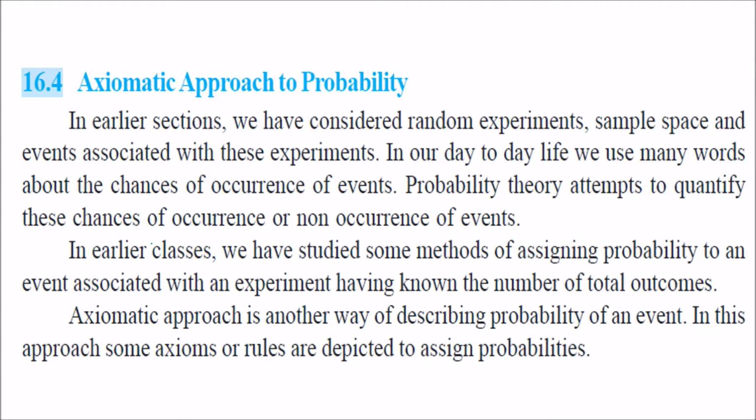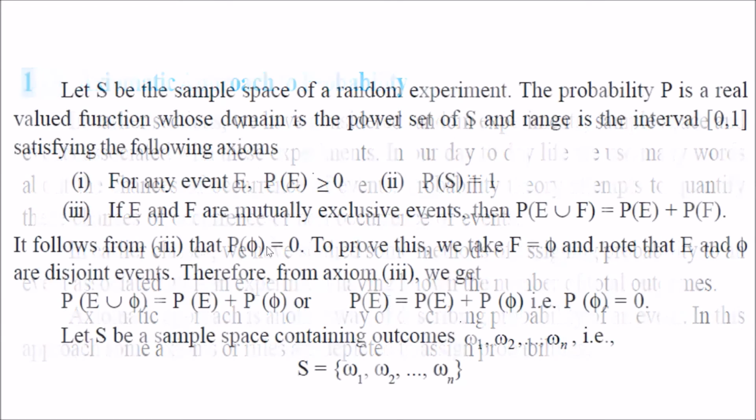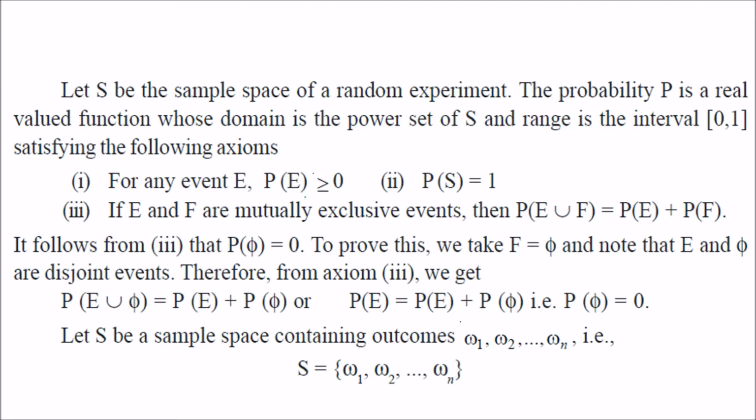Now in probability we'll see the axiomatic approach from where we started. We have already seen that there are a number of events that occur, and probability attempts at quantifying the chances of the occurrence or non-occurrence of events. So we are going to see the quantification just now, and for that we'll use this axiomatic approach. Let me summarize it for you.